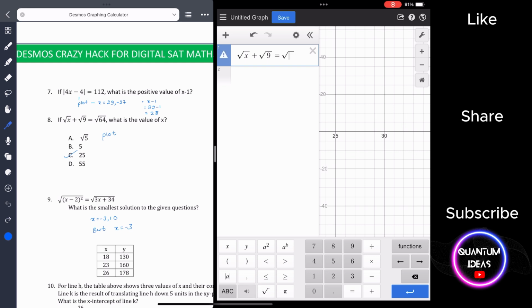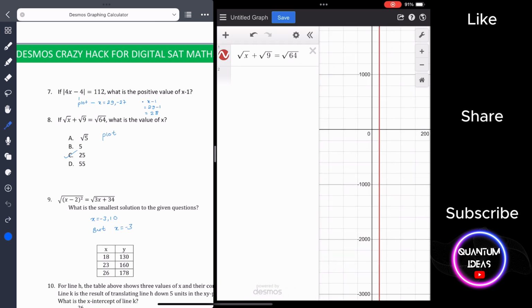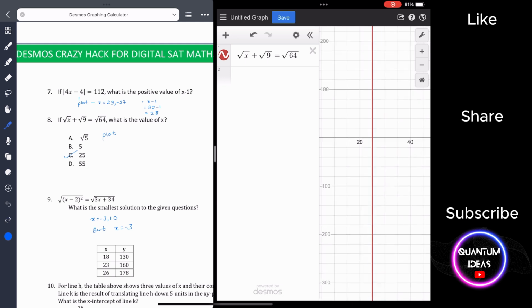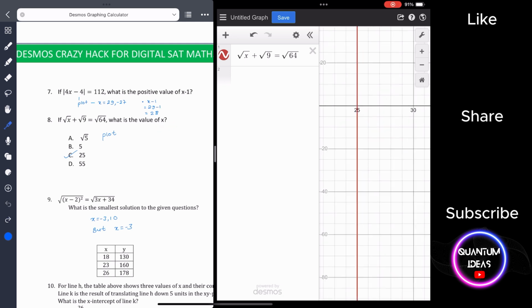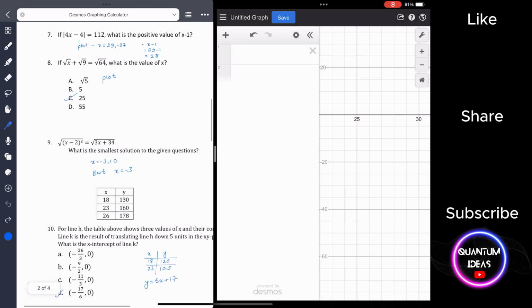Root over 64. So we can see here there is only one solution. Okay, no problem. So what is the value of x? Simply, the value of x is 25. We can see from the graph. So 25 is your answer. Okay, so let's move to the next question, number 9.